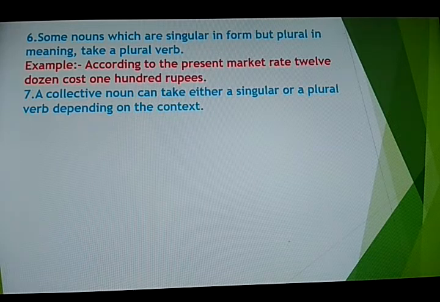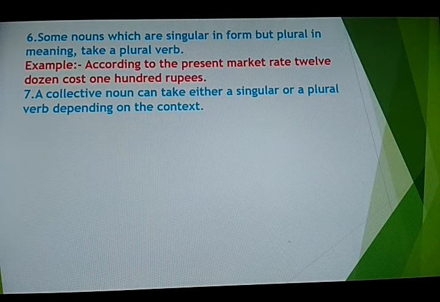Example: according to the present market rate, 12,000 costs 100 rupees. Have you understood? Some nouns are singular in form but plural in meaning. Here, the noun cost is in plural form. If it were singular, it would be the S form, C-O-S-T-S, costs. But here it is written C-O-S-T. So it is 12,000, okay, this is 1,000.